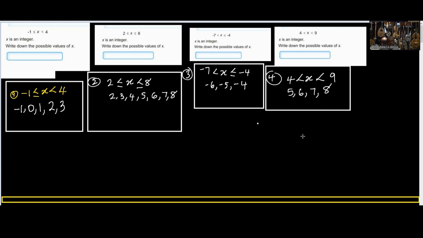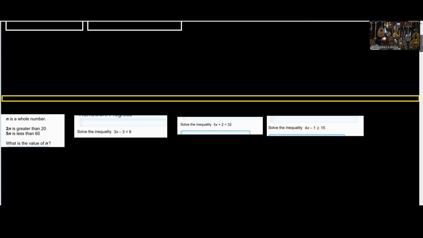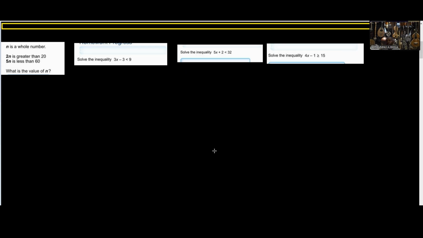Before you put down all this, I'm going to move to the next page and solve the next one with you. So n is a whole number. 2n is greater than 20. 5n is less than 60. What is n? Okay, look at this. That's number 5. It says 2n is greater than 20 and 5n is less than 60. Then we should find the value of n.